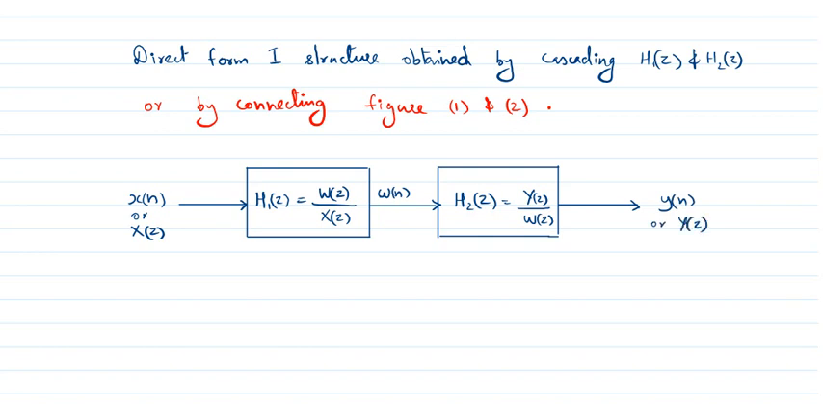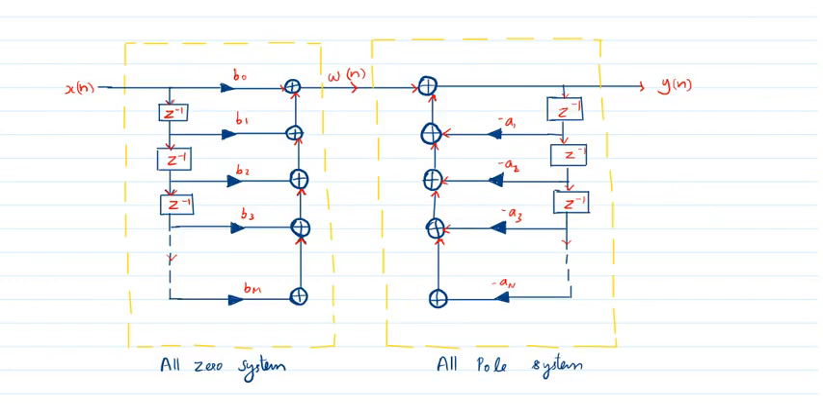Okay, so we will get the direct form 1 structure by cascading the two figures. H of z equals H1 of z into H2 of z. So in the figure we cascade these two figures. The first figure shows the all-zero system, the direct form structure of H1 of z, and the all-pole system represents the direct form structure of H2 of z. We combine these two figures and we will get the output y of n. So just combine these two pictures and we get the direct form 1 structure of IIR filters.